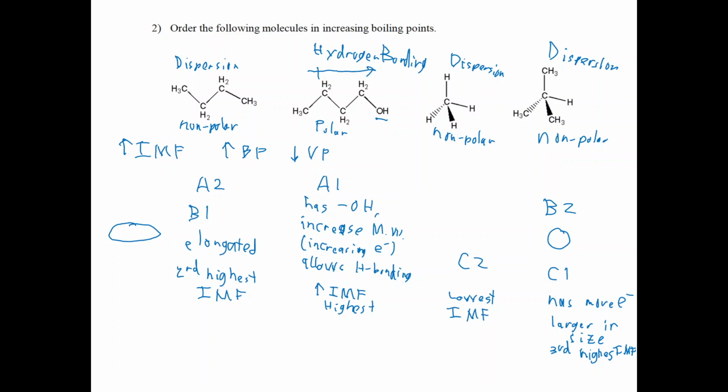All right. So now we just need to rank them. It said we want to order molecules in increasing boiling point. So if we want to start off with the lowest boiling point, we're going to start off with the one that has the lowest intermolecular forces. And so this is going to be our methane. And then we're going to increase the boiling point and go with the third highest intermolecular forces. So that's going to be the 2-methyl propane.